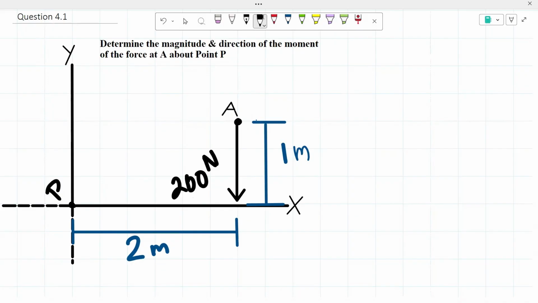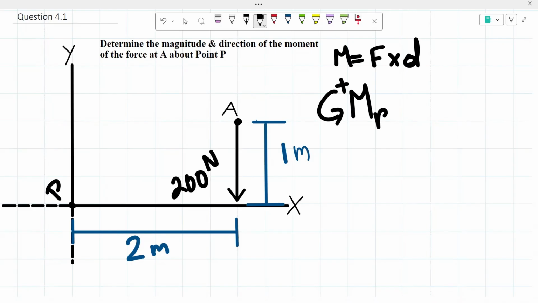So to start off, remember that moment is equal to the force times the distance. So if we were to solve for the moment, we would write that it is assumed that counterclockwise is positive. So the moment about point P is equal to the force times the distance. So here we have a force of 200 newtons that is going downwards. Remember, when we're working with vertical forces or vertical components, anything going upwards is positive, anything going downwards is negative. So that's going to be negative.